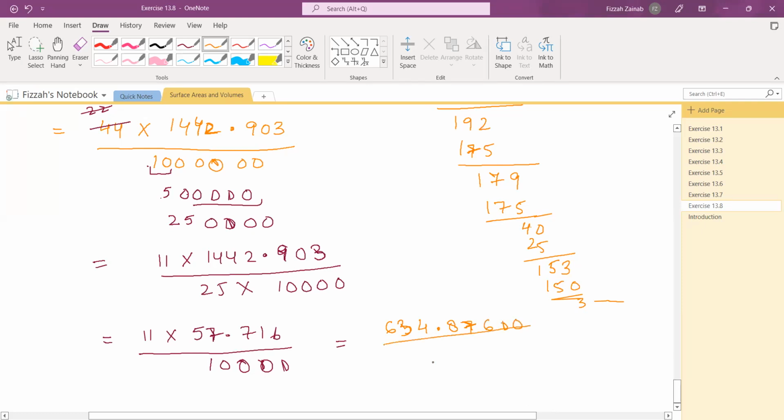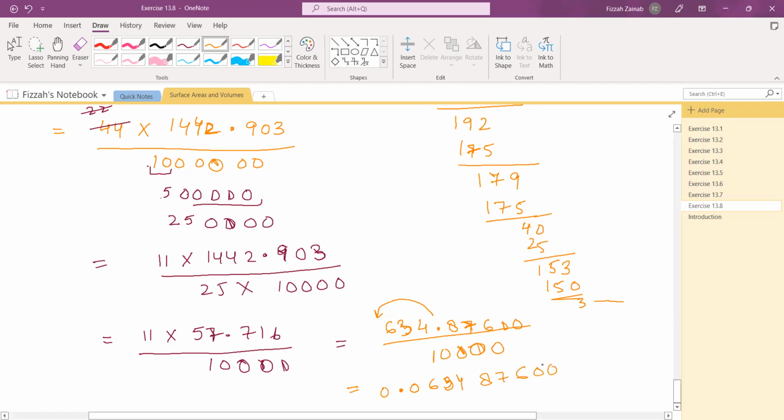Now I'm here. I have 1, 2, 3, 4 zeros. So basically, my decimal is going to shift 4 places here, right? Yes, ma'am. So I'll have to write a 0, 6, 3, and 4, and here my decimal will come. Is this clear? And the rest of the numbers are there, 87600.